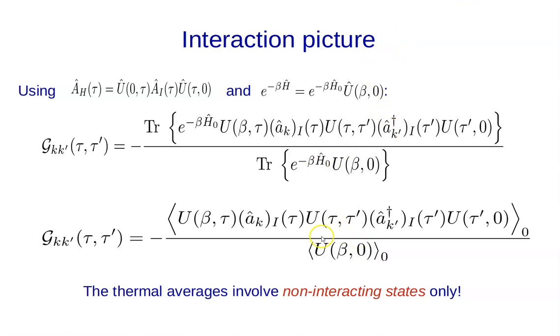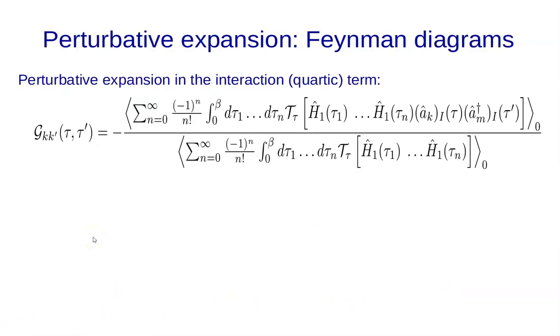You might want to go back to the class on time-ordered Green's functions, where we define this in terms of Wick's theorem and try to calculate things like this, and also use Feynman diagrams. So at the end of the day, what I'm going to have is these Matsubara Green's functions written as a sum over terms in powers of the interaction H1. But most importantly, these averages will be calculated in the non-interacting basis, involving only non-interacting states. So here's the perturbative expansion.